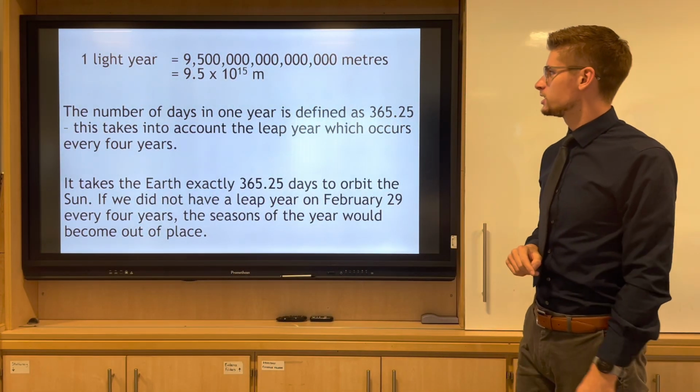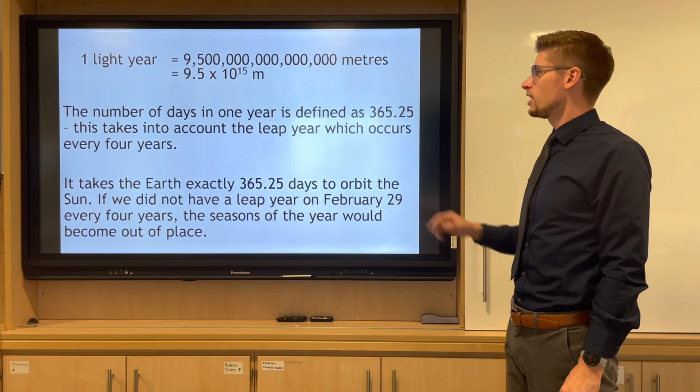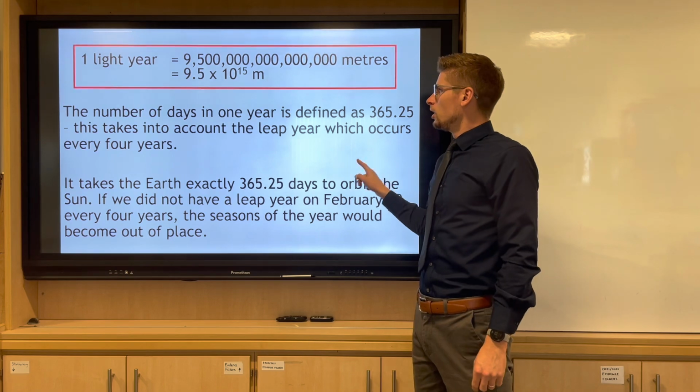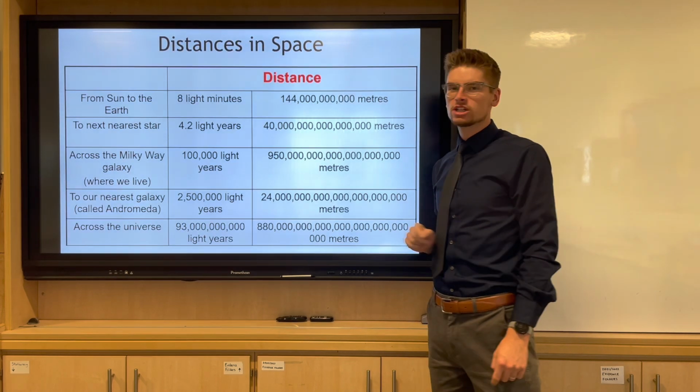So the number of days in 1 year is defined as 365, and we said that's because it's a leap year, okay? Now, we're happy with that, but let's look at some distances in space.